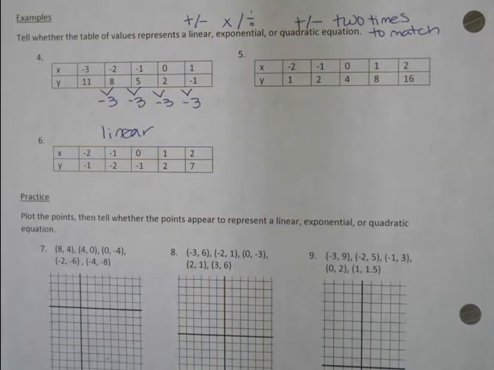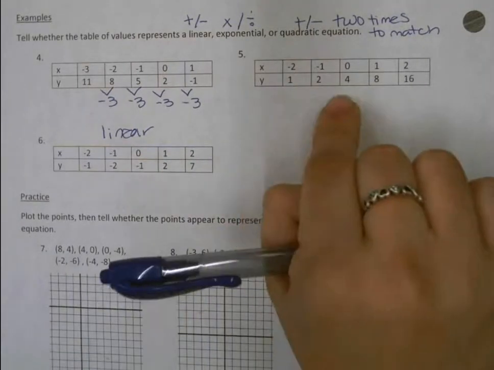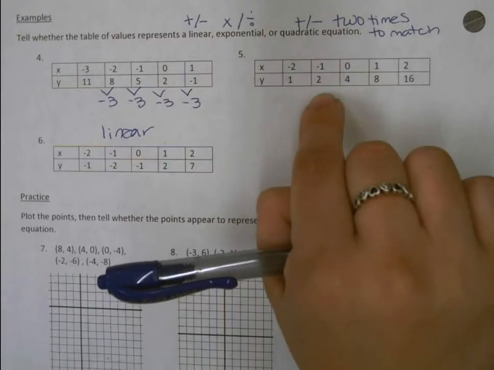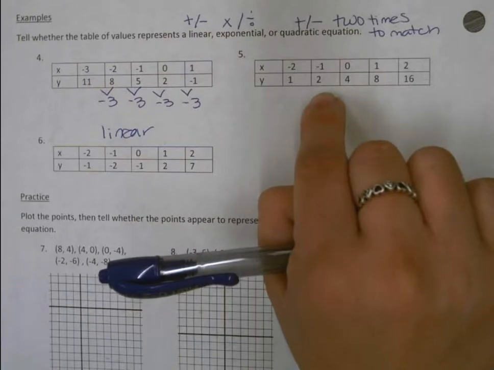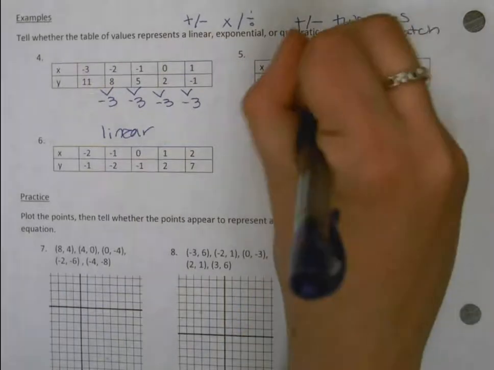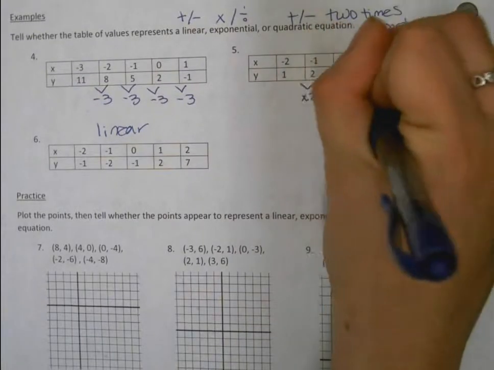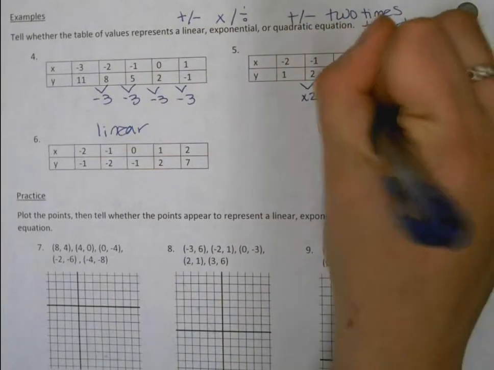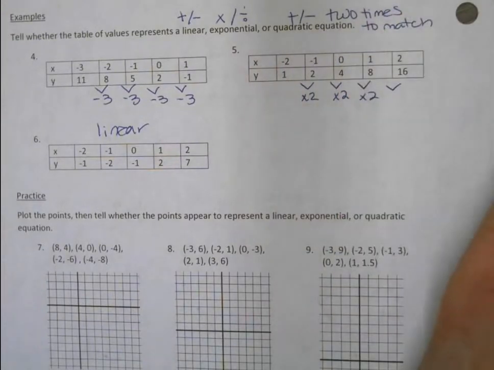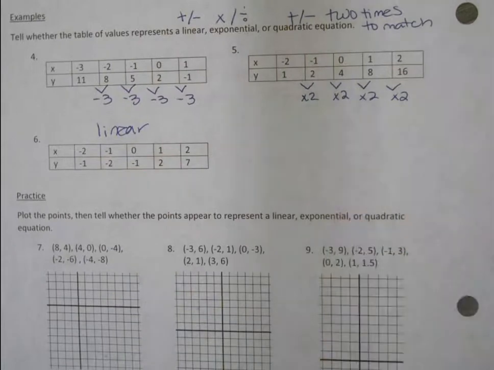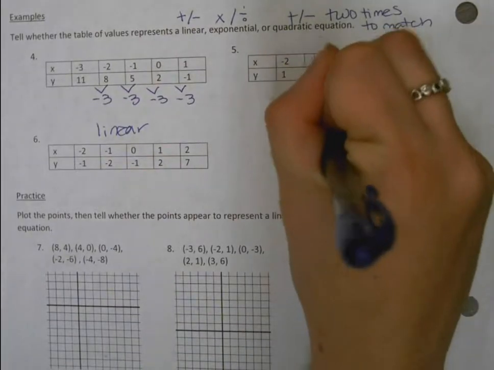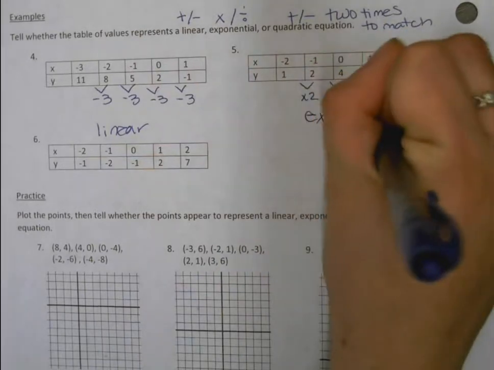If I take a look at number 5, how do I go from 1 to 2? I add or, what else can I do? Times 2. And from 2 to 4, times 2. 4 to 8, times 2. And 8 to 16, times 2. So this one is, no, exponential. Remember, multiplying and dividing are exponential.